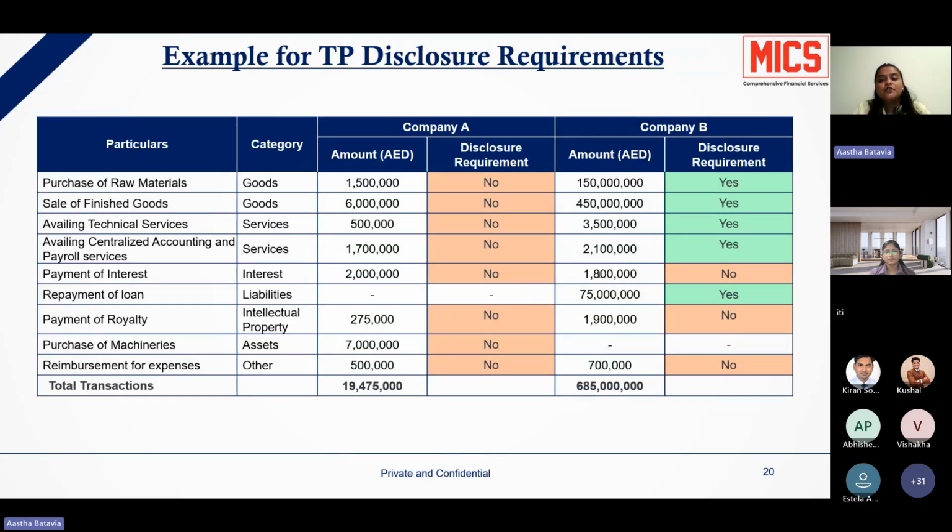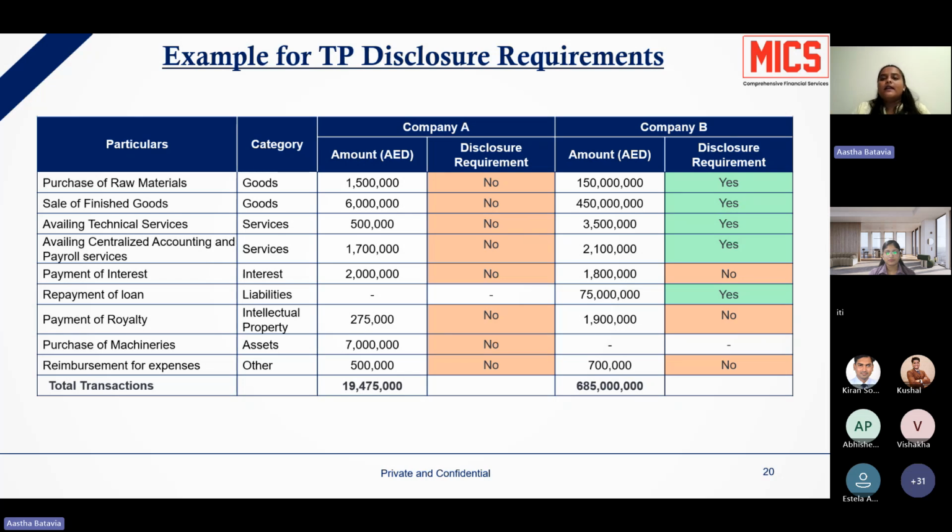But interestingly, even though the total exceeds the threshold, certain categories of transactions do not meet the secondary threshold. Let's say payment of interest, it's around 1.8 million. If you see the royalty, again it is 1.9 million, and reimbursement of expenses classified in the other category, 0.7 million. Those three categories of transactions are not exceeding the 4 million threshold.